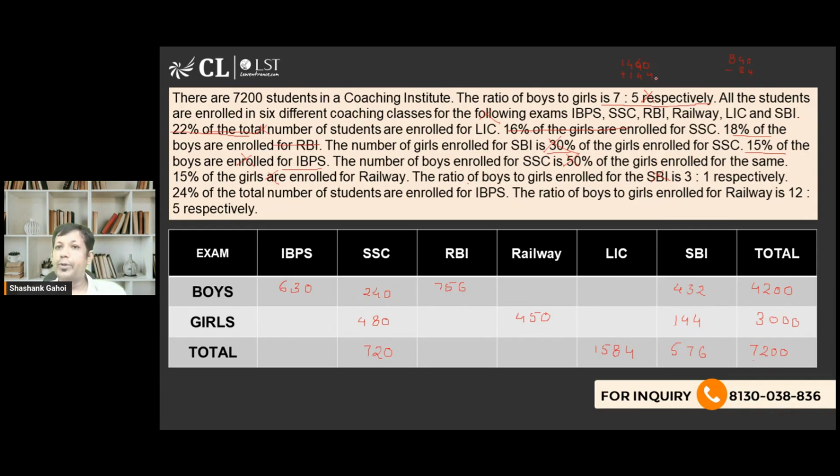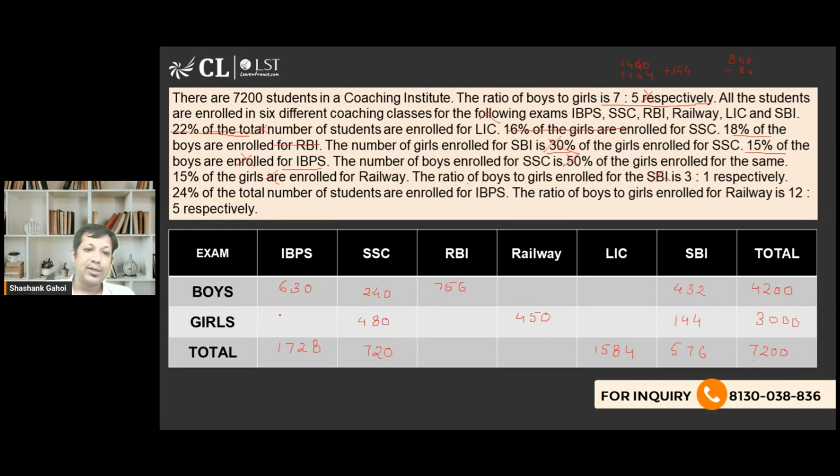1440. 2% is 144, plus 2% means fair. Again I am going to add 144. What am I going to get? I am going to get 1728. So the total number of students in IBPS is going to be 1728.